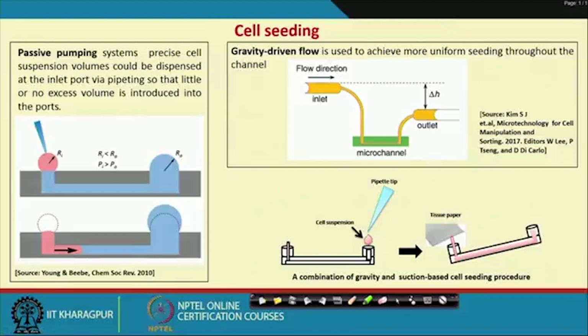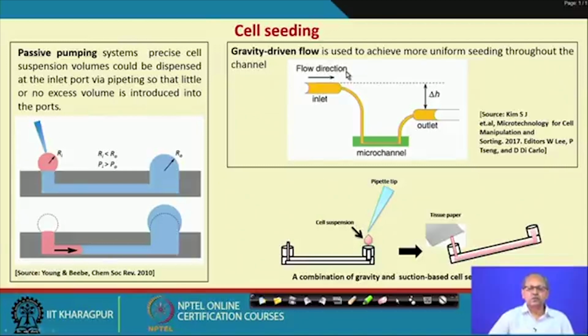The problem here is that when we keep the cells in the inlet port, cells are settling, and due to the settling the local concentration of cells is much higher than the bulk concentration. That concentrated cell population will consume sugar and other growth factors very quickly and liberate waste products, and the waste products will diffuse through the channel and may hamper the main cell culture area. So, that is the drawback of gravity driven flow, but it is used to achieve more uniform seeding throughout the channel.